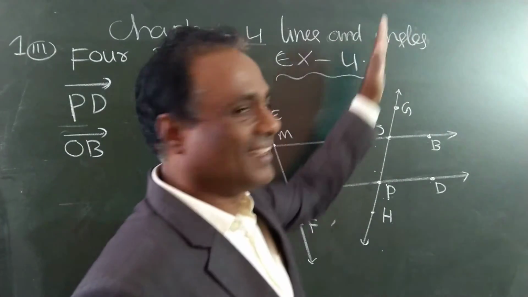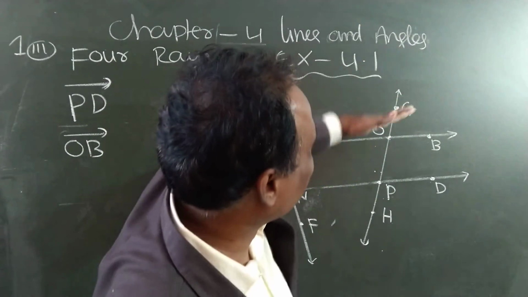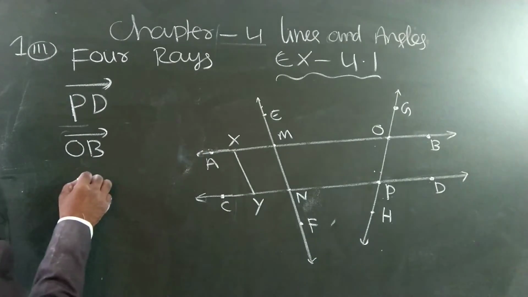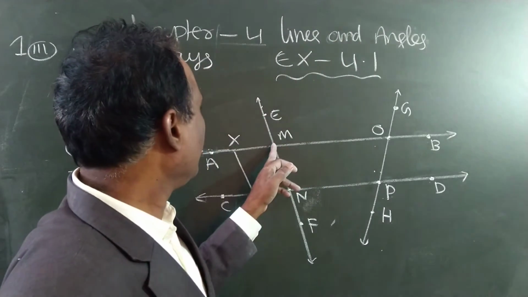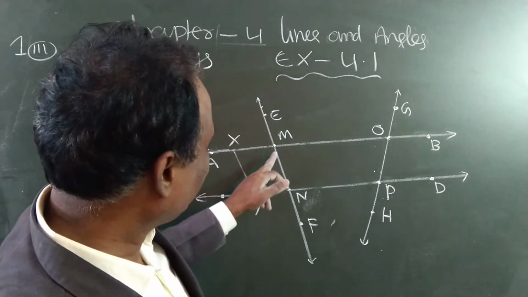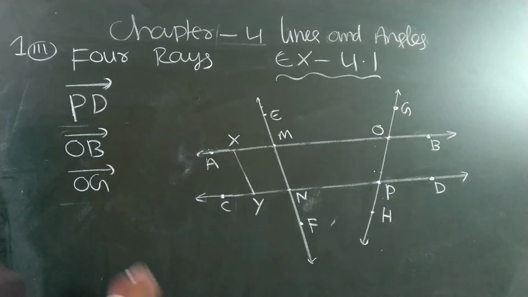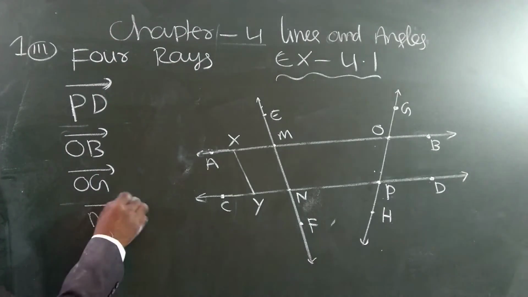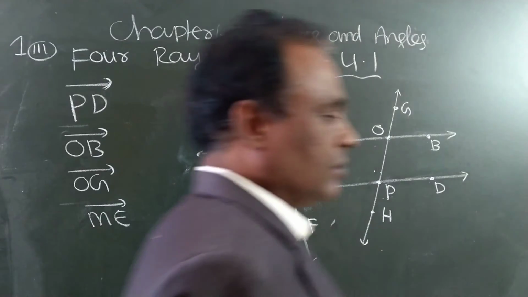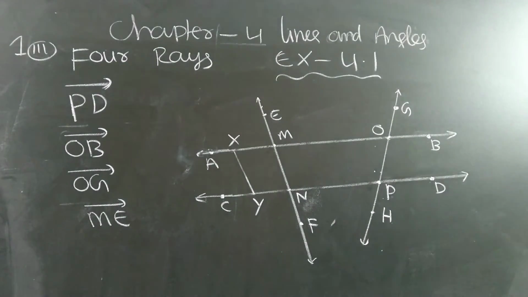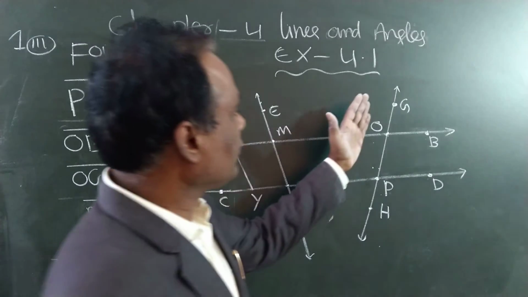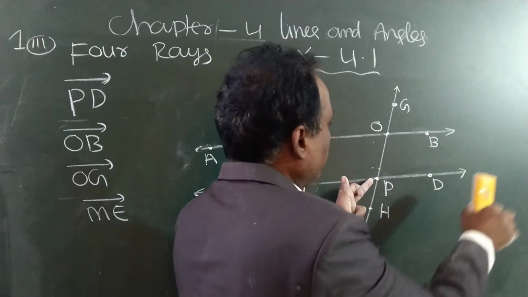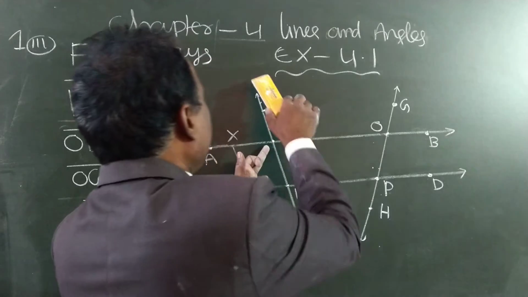OG is a ray, moving this direction. Any four you write. OG is a ray. ME is a ray. Complete it. It will have only one direction. OB, PD, OG, ME, like that.